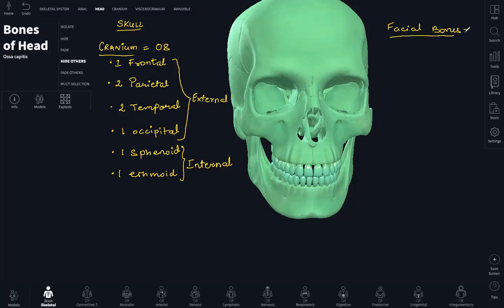The facial bones are about 14 in number, sorry, 14 facial bones in all. Now in these 14 facial bones, there are 7 external and 7 internal. We'll first write down the 7 external bones.